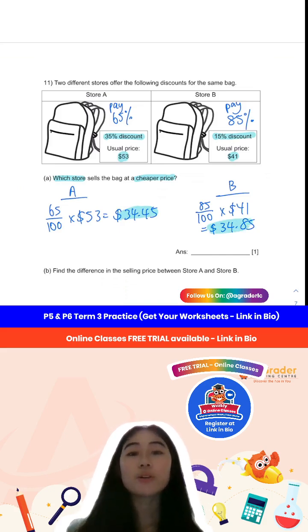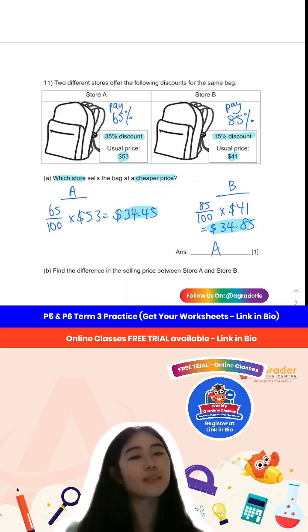Okay, so based on this, which one is cheaper? It should be store A. So you get 1 mark just by writing store A.